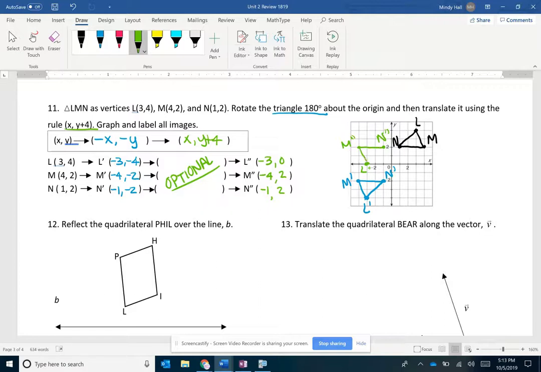And then we connect. So notice it flipped around 180 degrees like we thought in the blue. And then for my translation, I just went up 4, which is what the translation rule told me. So we are perfect. Yay!